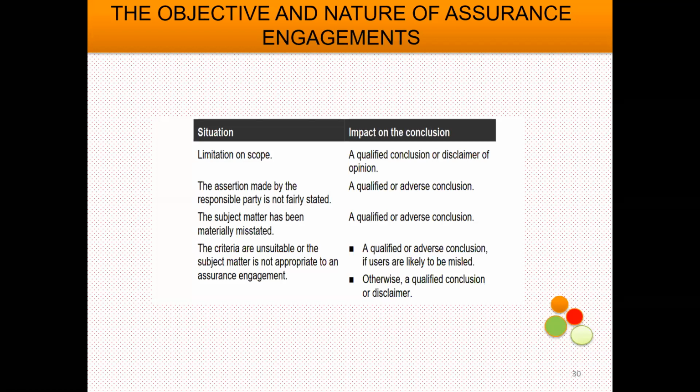And how does this happen? It usually happens when the client is not giving the auditor the information that is needed. And the auditor also can't find any alternative procedures to conduct the audit. So if the auditor is not able to obtain sufficient and appropriate evidence, it limits the scope. Also, some scope limitations arise which are beyond the control of the client, like a fire could happen, a flood could happen. So the impact on the conclusion will be a qualified conclusion or disclaimer of opinion.